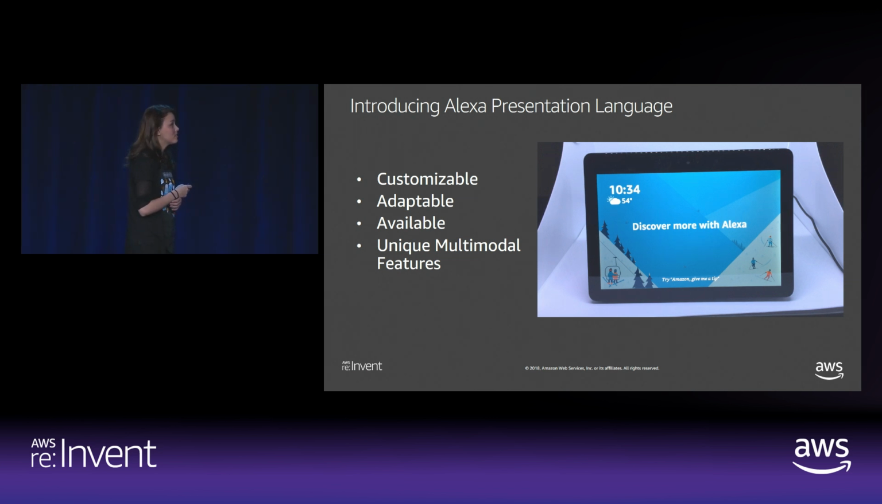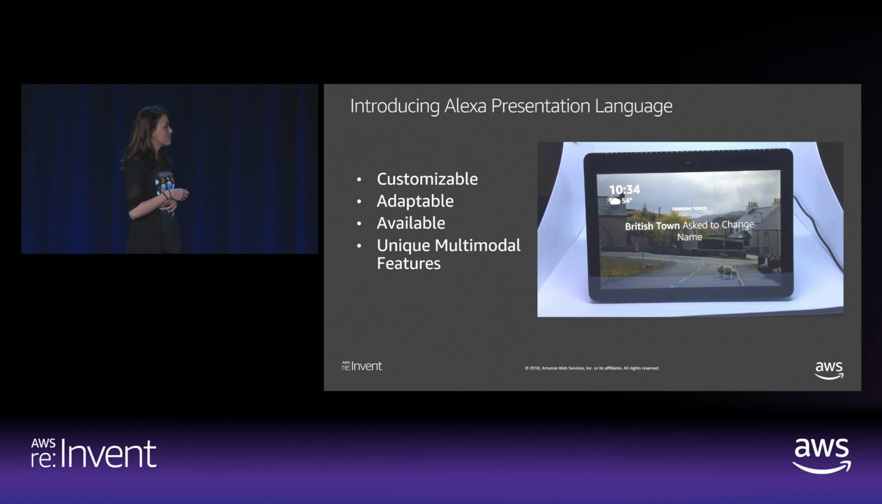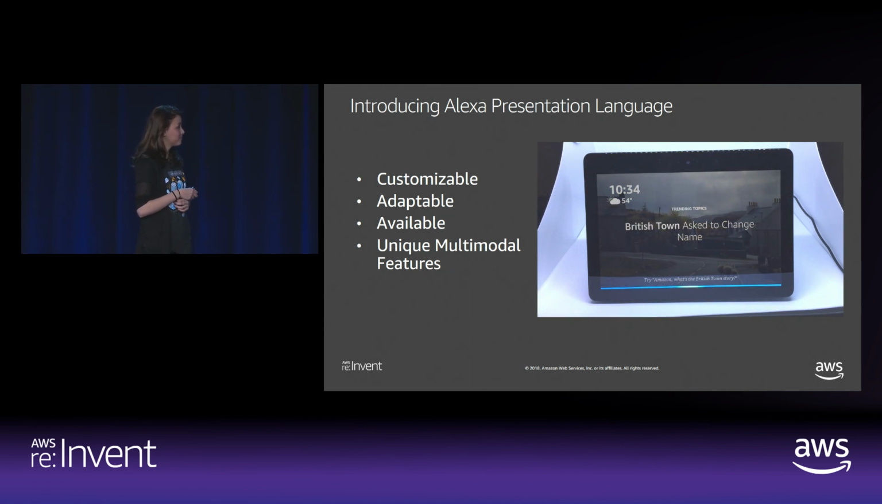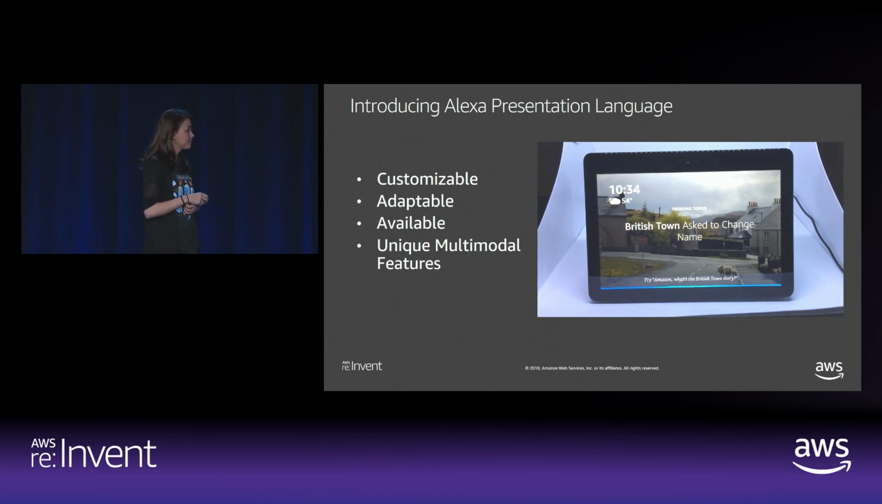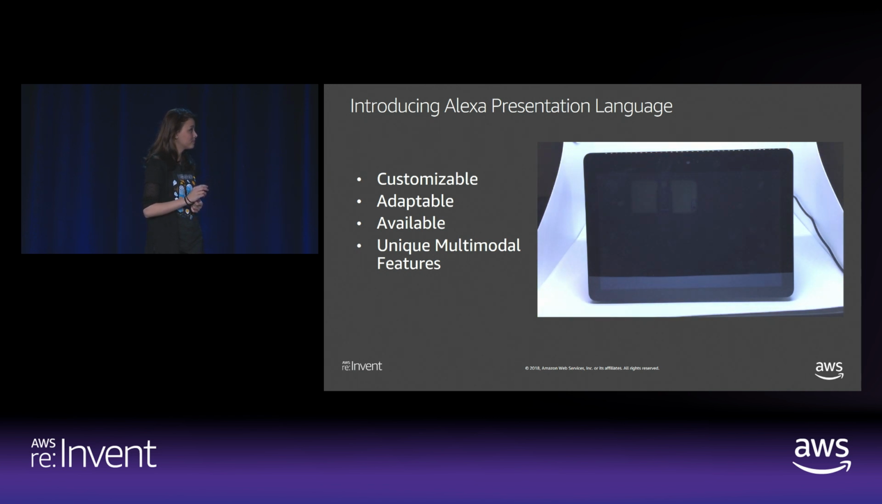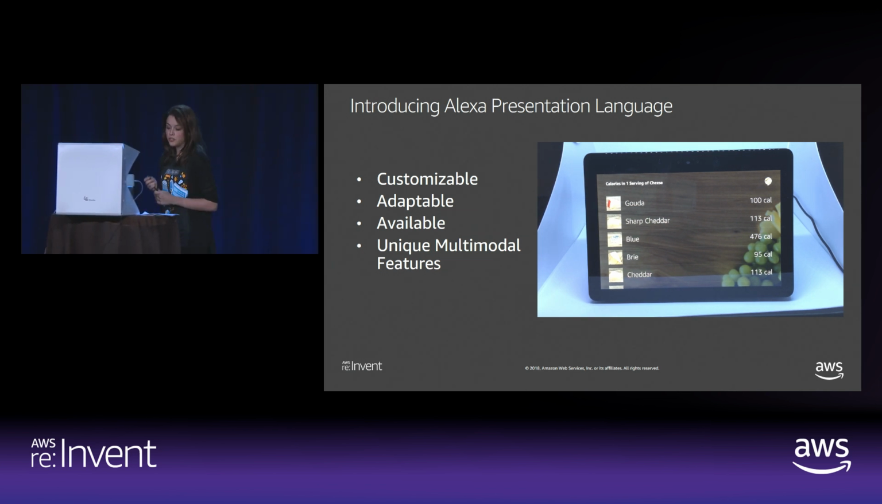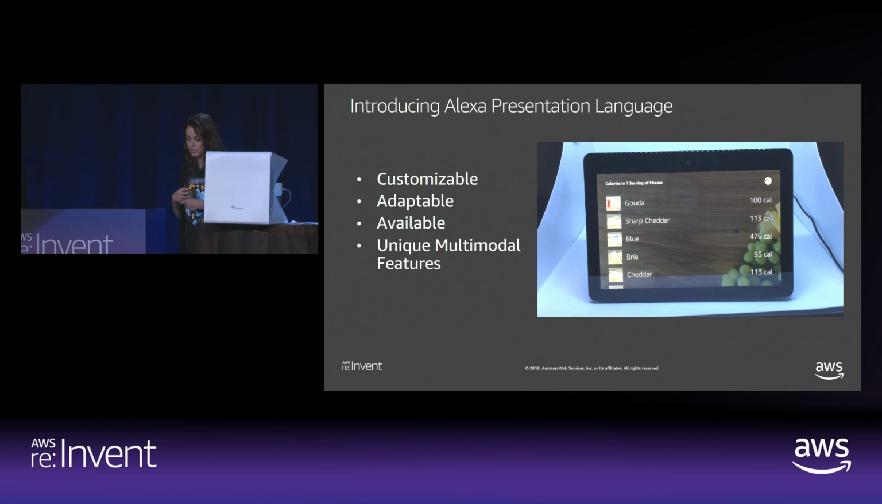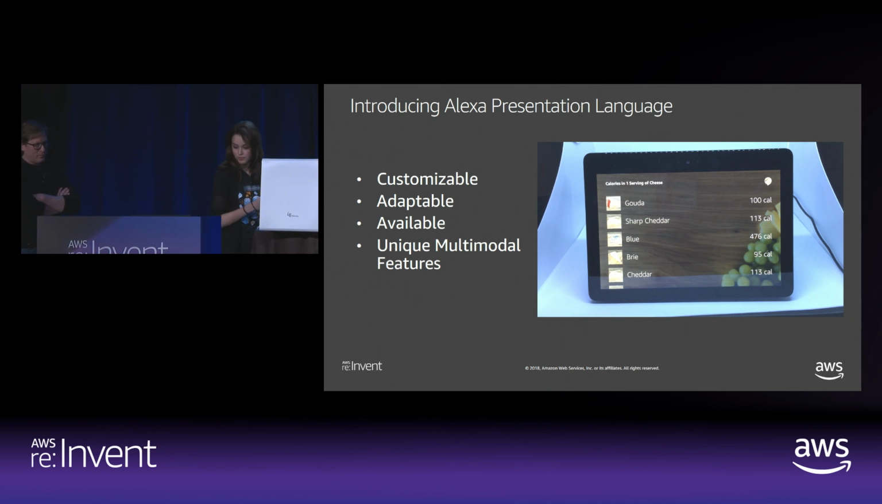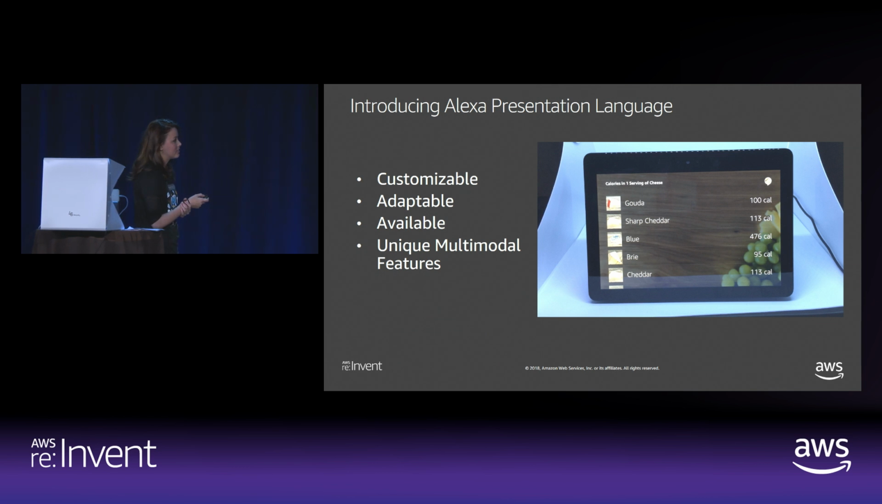So an example of this is with commands. Amazon, open daily travel. Gouda, sharp cheddar, blue, brie, cheddar, parm. So you can see here, Alexa is interacting with the screen and the GUI at the same time.